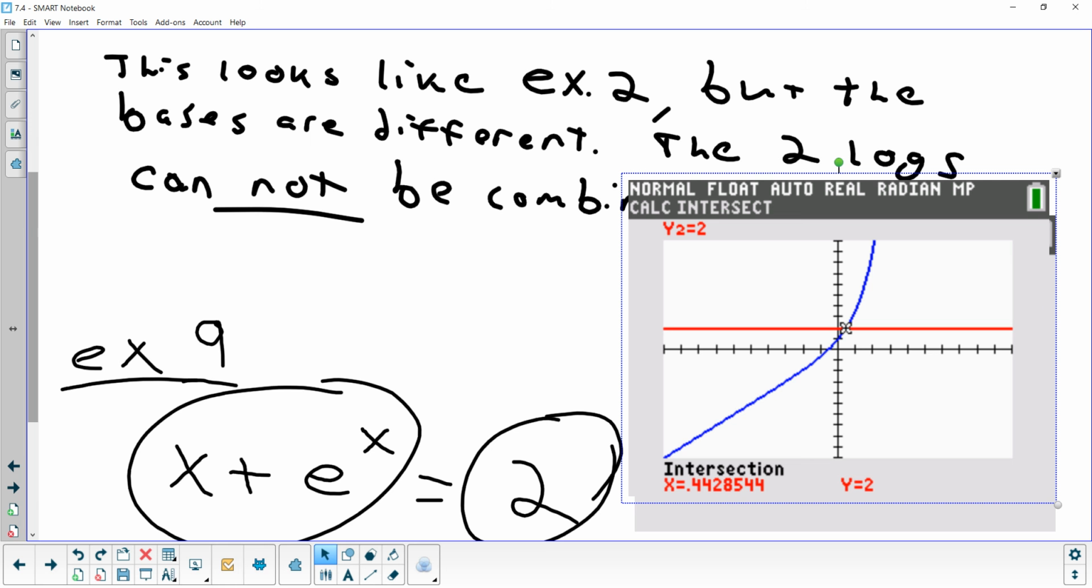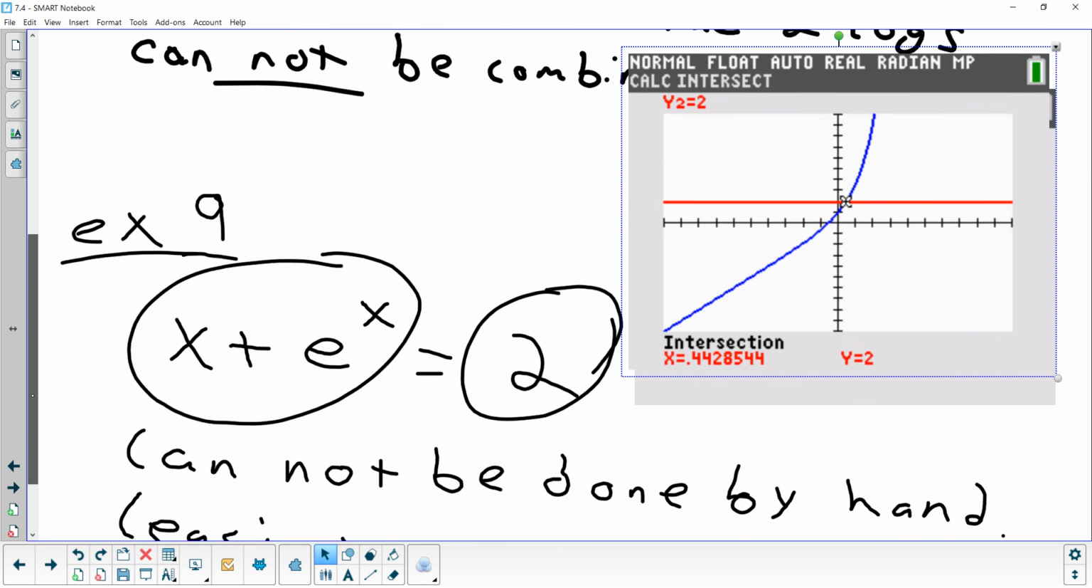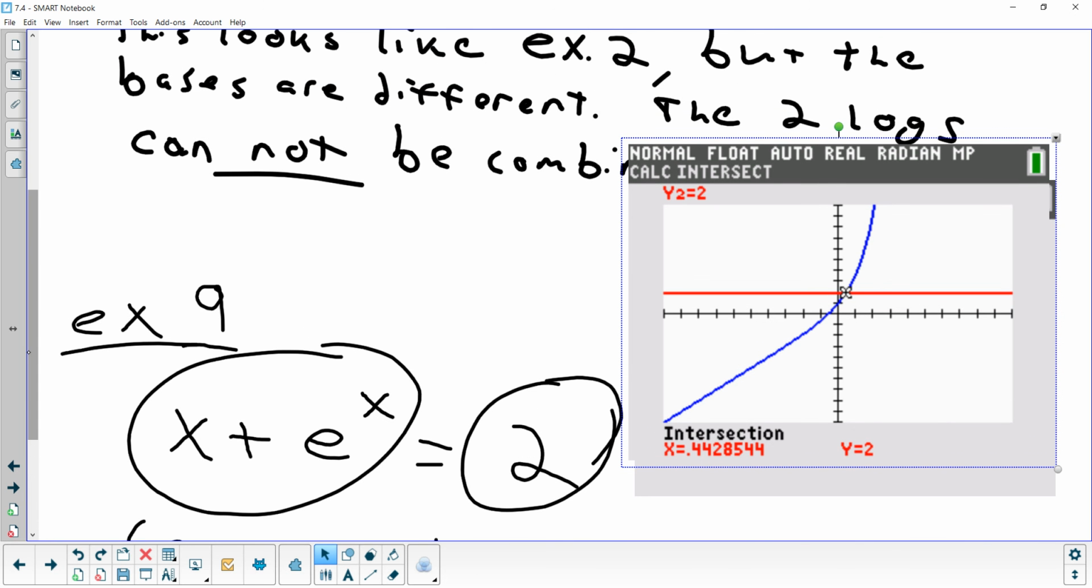Again, the point to this one is just to show you some equations cannot be done algebraically, and we have to use other methods. This is more of a graphical method. Not something we really spend a lot of time on, but something I wanted to just show you on the calculator. Okay. So that one cannot really be done by hand. Any questions on that?